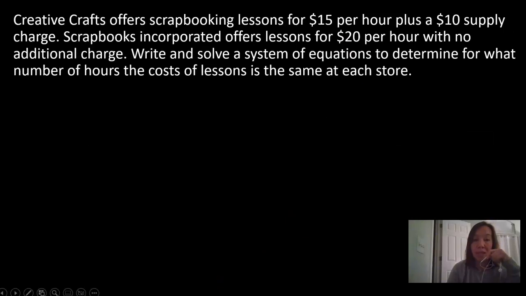X equals 2. Now, this one, we don't have to find y, because we want to know the number of hours the cost is the same at each store. So for 2 hours, 15 times 2 is $30 plus $10 is $40. 20 times 2 is 40, so at 2 hours, the cost is the same. We don't need to know what y is, but the cost will be $40, so y would be 40.